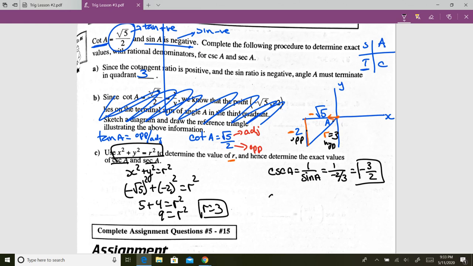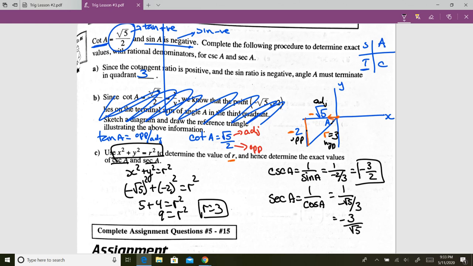And they want us to find the secant, which is 1 over cosine of A. Cosine is the adjacent, that side, which is negative root 5 over the hypotenuse, which was 3, which gives us negative 3 over root 5.